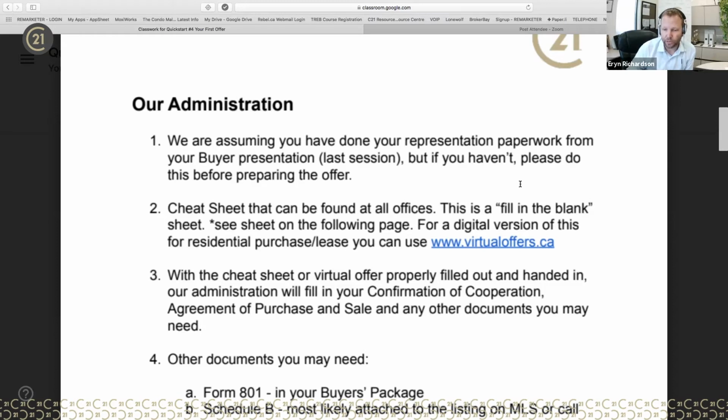If you never want to go into web forms, that's okay. We can send it to you in an email. You can click on it, print it off at home, and do it old school pen to paper after we send it to you. So you have different options, cheat sheet or virtualoffers.ca.